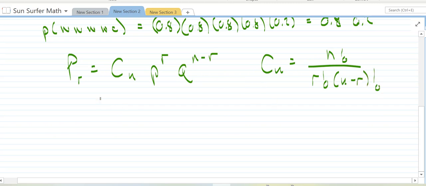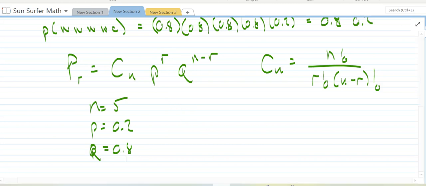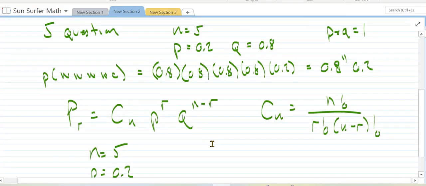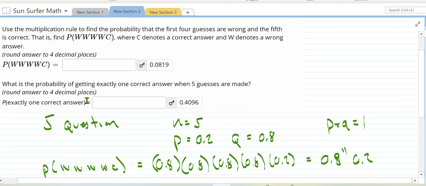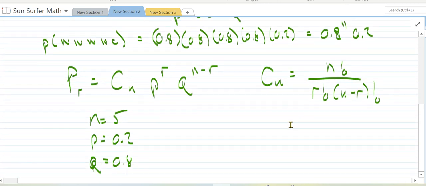And I'm going to do this in Desmos again. In this particular case, n was equal to 5, and p was equal to 0.2, q was equal to 0.8. The number we want to know, let's see, go back to what was r in this particular case. What is the probability of getting exactly 1 correct? So that means that the number of successful outcomes, r, is going to be equal to 1. And that's everything that we need. We have n, we have r, we have p, and we have q. Those are the 4 things that you need: n, r, p, and q.